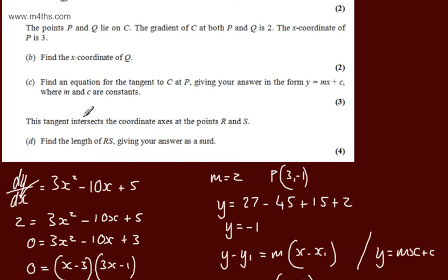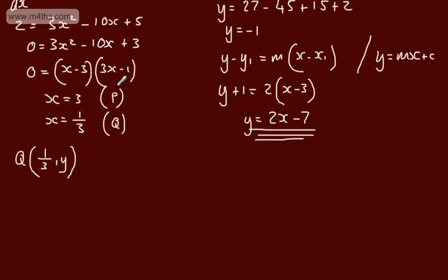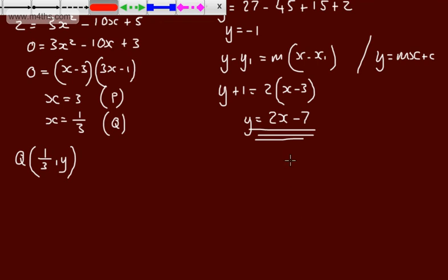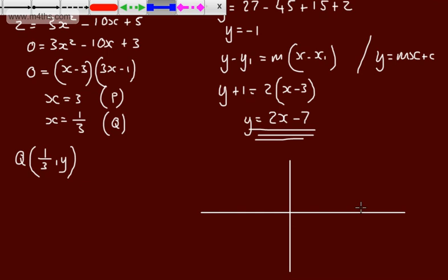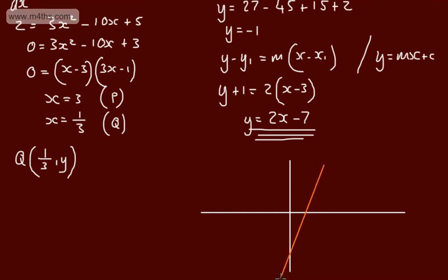It now says this tangent intersects the coordinate axes at the points R and S. In part D, we're asked to find the length of RS, giving our answer as a surd. The question carries 4 marks. If we consider what's going on here, we've got the equation of a straight line, and we can find where it crosses the x and y coordinate axes. So it's going to look something like so. We've got the x-axis just here, and the y-axis just here. It's going to cross the y-axis when x is equal to 0, so this point right here would be 0, minus 7.